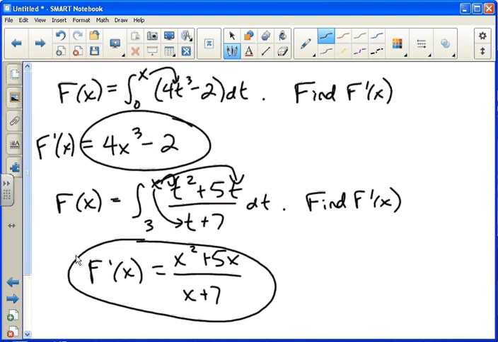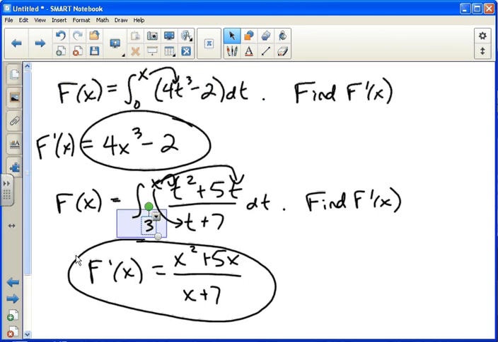So I want to say one more time, don't forget that the number down here makes no difference whatsoever. It doesn't matter if it's 0, 3, 103. It's not going to have any effect on your answer.